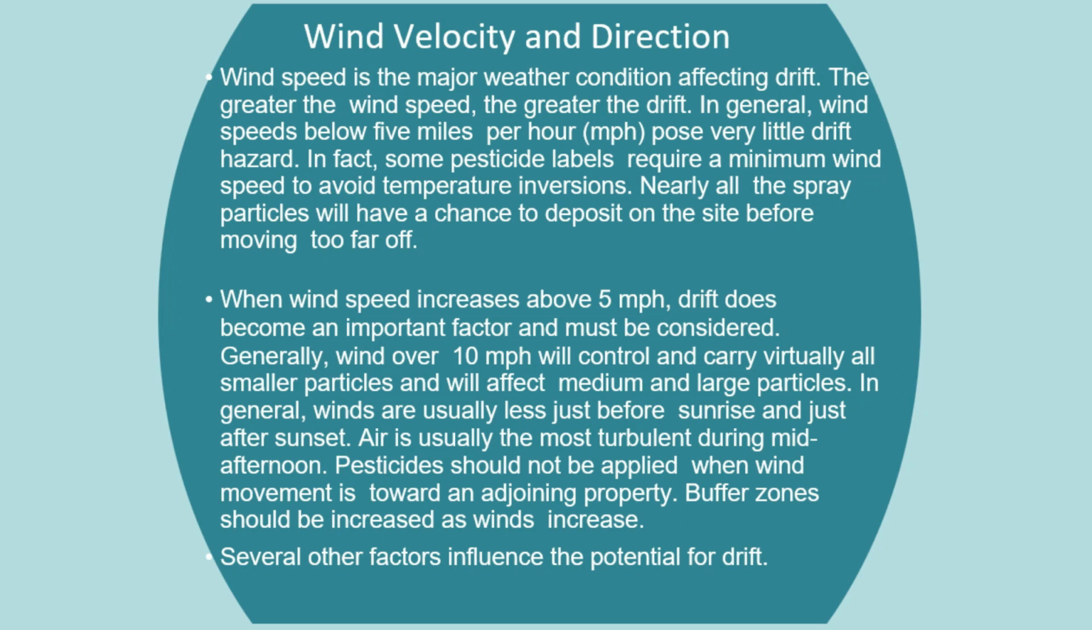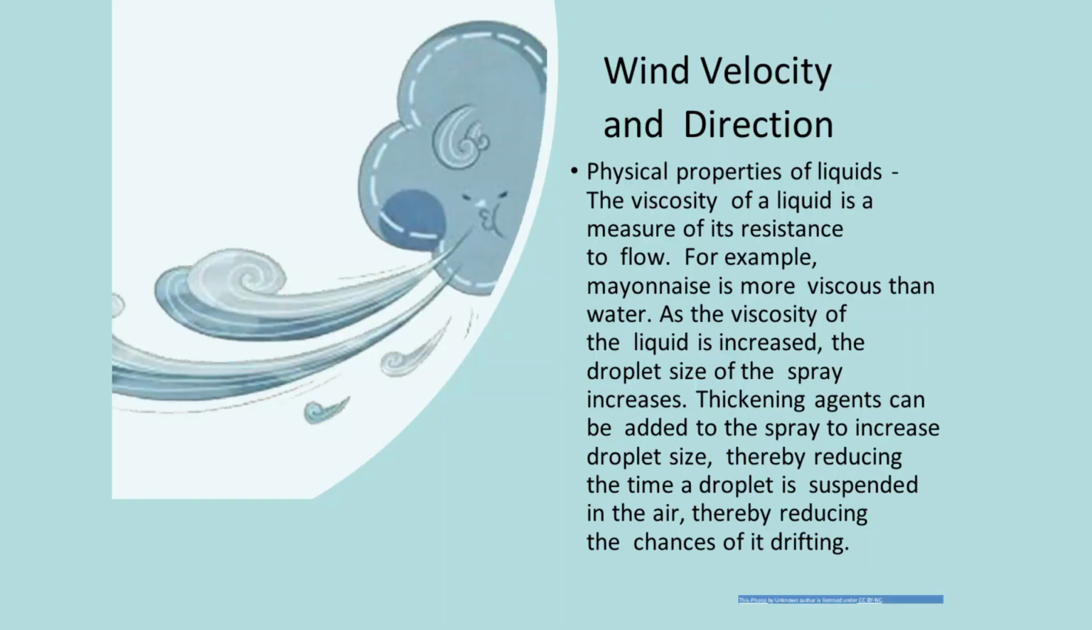Several other factors influence the potential for drift. Physical properties of liquids. The viscosity of a liquid is a measure of its resistance to flow. For example, mayonnaise is more viscous than water. As the viscosity of the liquid is increased, the droplet size of the spray increases. Thickening agents can be added to the spray to increase droplet size, thereby reducing the time a droplet is suspended in the air, thereby reducing the chances of it drifting.